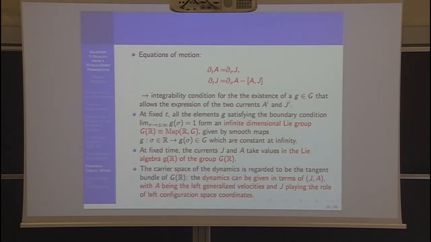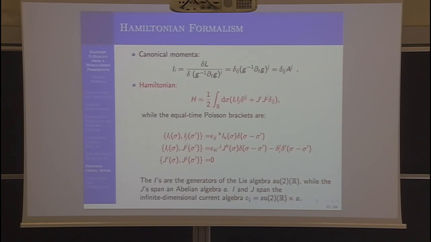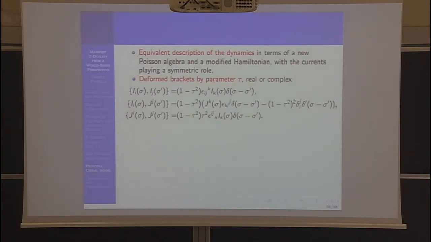We can make an analysis of this model, and the dynamics actually is given in terms of these two currents, J and A, where A plays the role of the left generalized velocity, and J plays the role of the left configuration space coordinates. These are the infinitesimal generators of the algebra. So we write the Hamiltonian, and we find that we can give a description of the dynamics in terms of a new Poisson algebra and a modified Hamiltonian, with the currents playing a symmetric role, and these brackets are given by these expressions, which are deformed by a parameter tau. So we don't change the equations of motion, of course, when we do this operation.